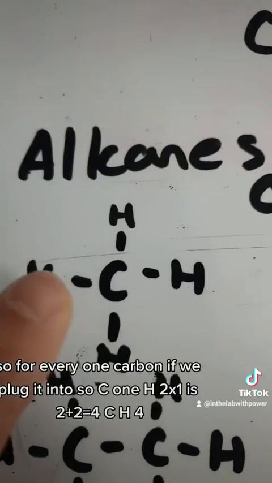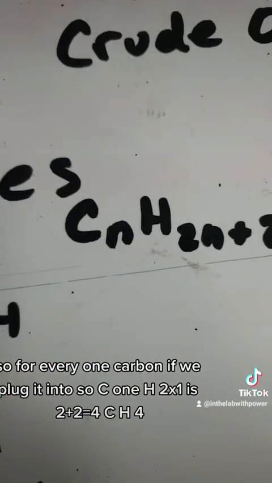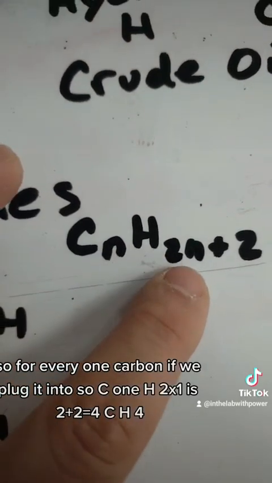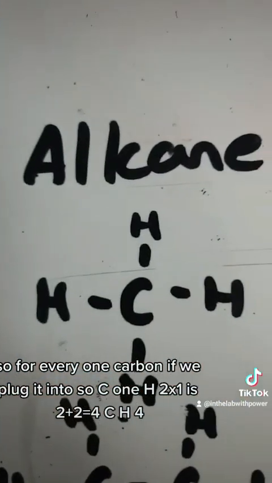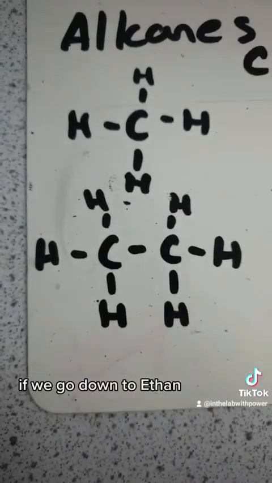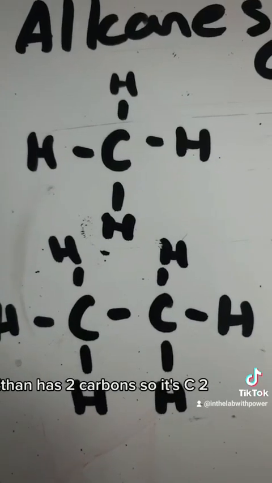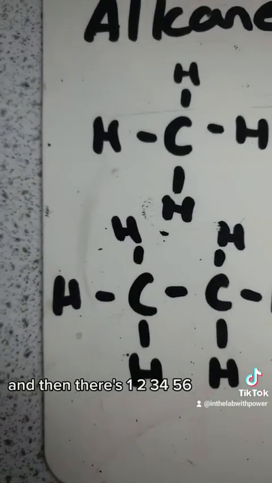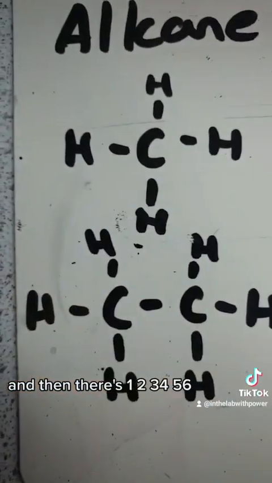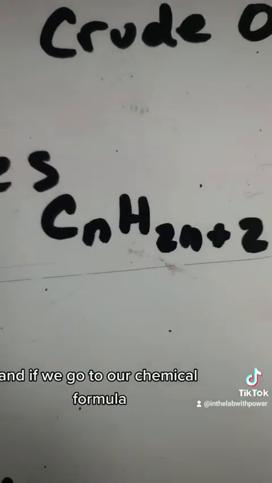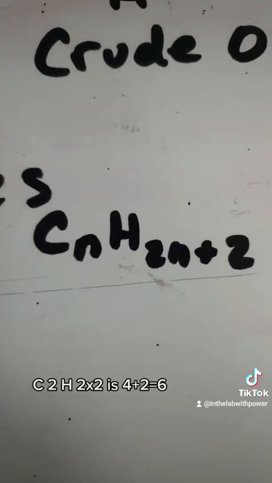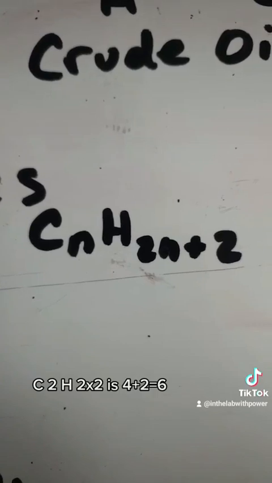So for example, if we look at methane, methane is CH4. So for every 1 carbon, if we plug it in, so C1, H, 2 times 1 is 2, plus 2 is 4, CH4. If we go down to ethane, ethane has 2 carbons, so it's C2, and then there's 1, 2, 3, 4, 5, 6 hydrogens. And if we go to our chemical formula, C2H, 2 times 2 is 4, plus 2 is 6.